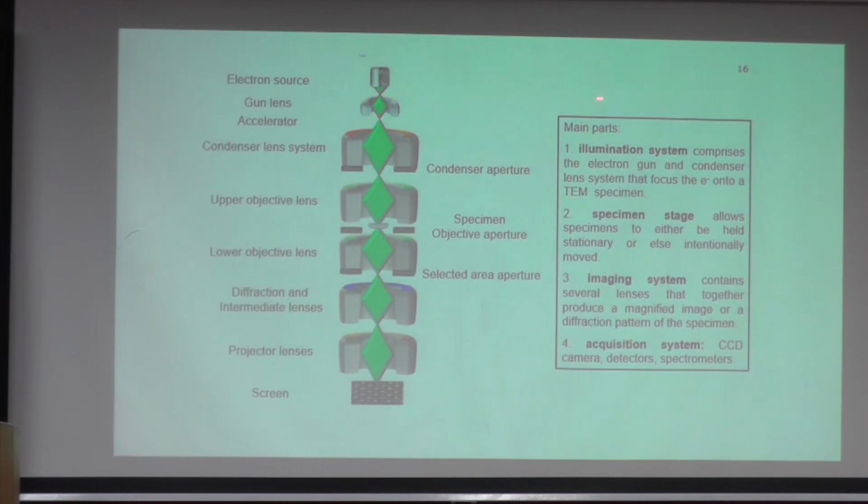So actually there are four main parts. This is the illumination system, which comprises the electron gun and the condenser lens system that focuses electrons onto the TEM specimen; the specimen stage, which allows the specimen to be either held stationary or intentionally moved; the imaging system, which contains several lenses that together produce a magnified image; and the acquisition system, like CCD cameras, detectors or spectrometers.